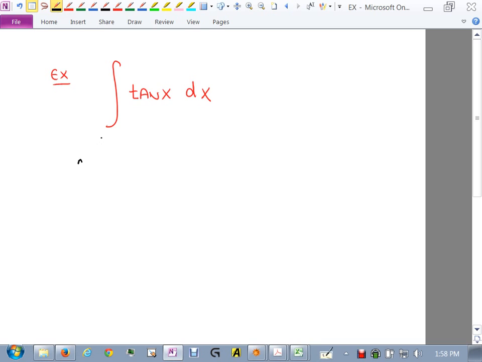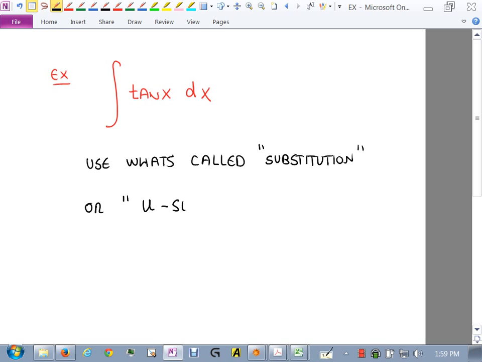I'm going to use what's called substitution, or you'll hear it referred to as U sub. A lot of times we'll just get to the point where we just call it U sub. U substitution. I'm going to replace something with U, is basically what I'm getting at. That's what the technique is called, but here's how you actually employ it.